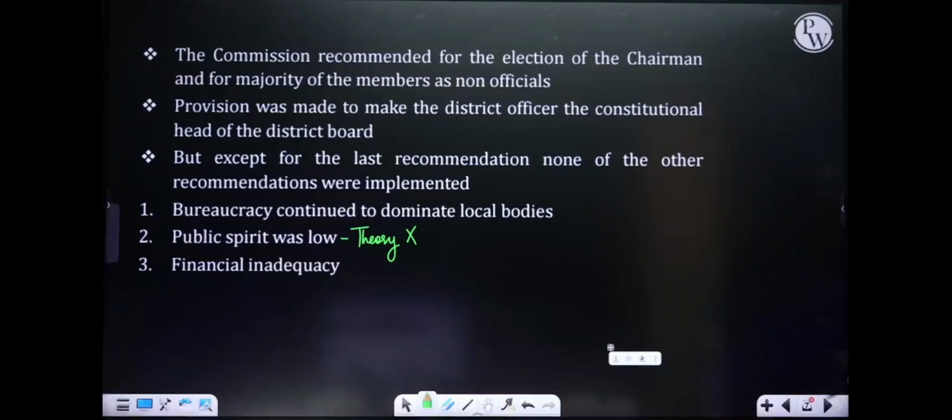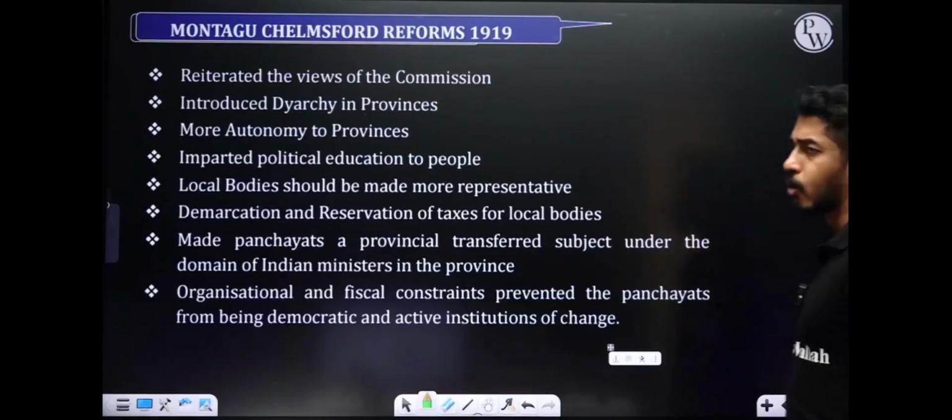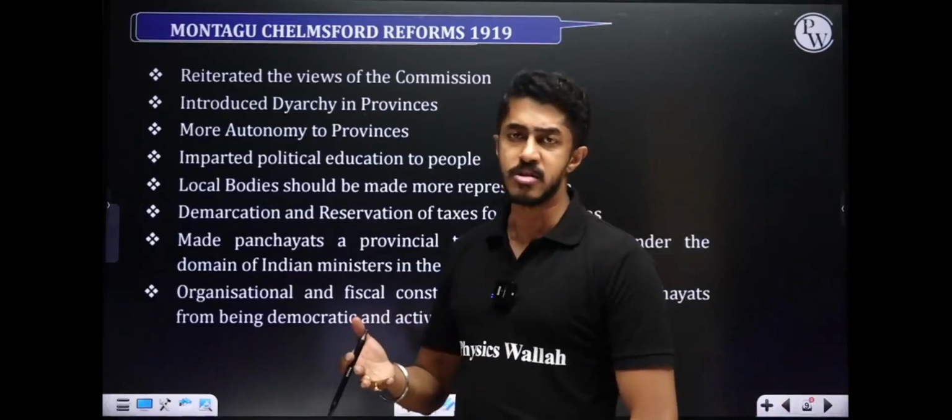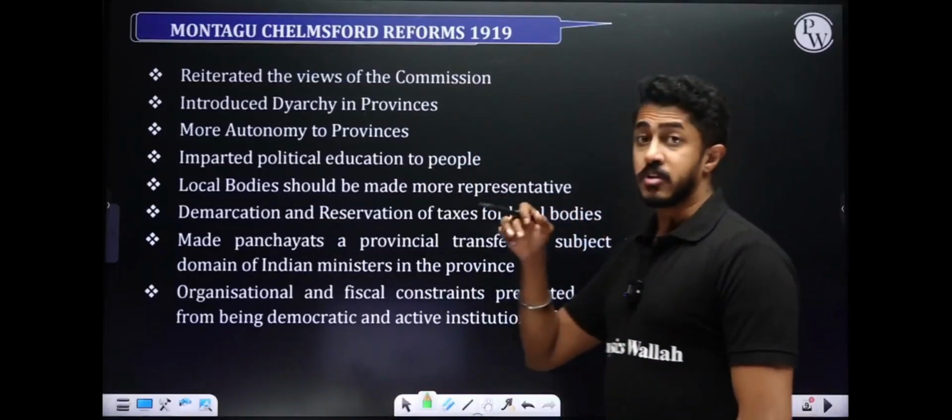All right, people. Montagu Chelmsford reforms 1919, something which you will be going through again in your modern history, as well as in Indian polity. They reiterated the views of the commission. Which commission?